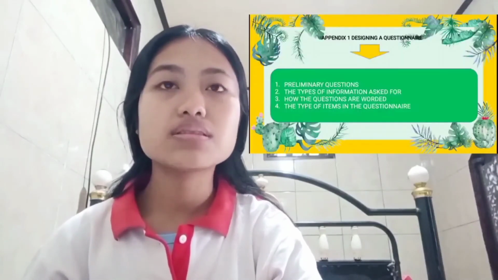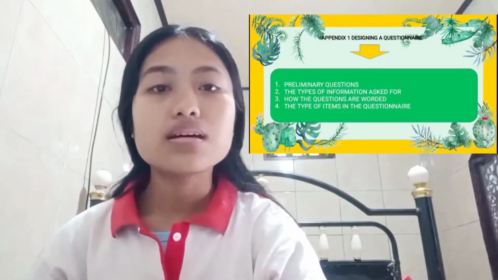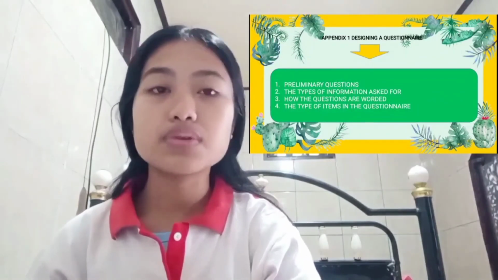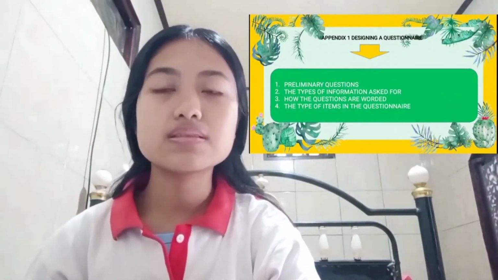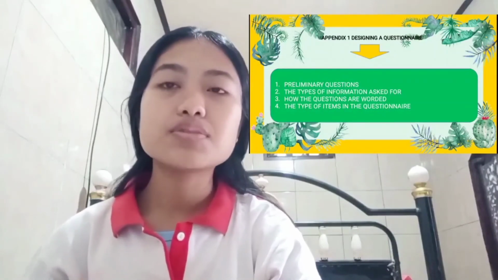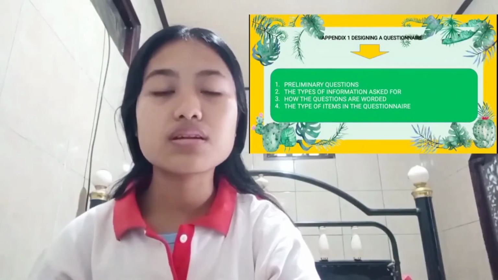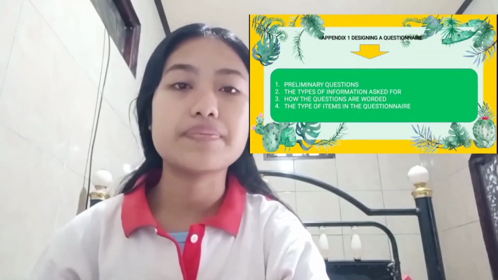And the next slide, Appendix 1: designing a questionnaire. For this appendix, the following questions need to be considered in designing a questionnaire. Number 1 is preliminary questions. Number 2, the types of information asked for. Number 3, how the questions are worded. Number 4, the type of items in the questionnaire.